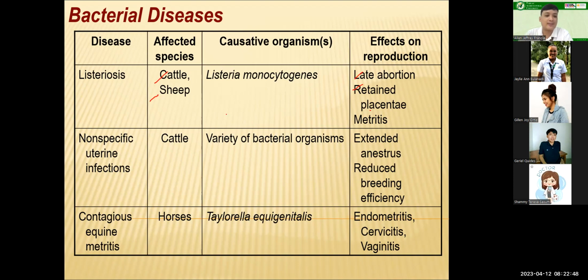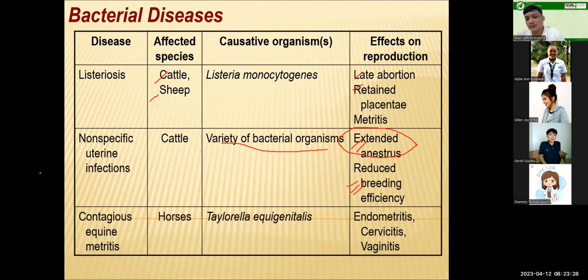And we have mixed infection. So non-specific uterine infection, we have different variety of bacterial organisms. We have Staphylococcus, we have E. coli, we have Streptococcus, we have Bacillus that could cause inefficiency in reproduction. Like we have extended anestrus. Syempre ayaw naman natin ito kasi kapag breeding farm tayo, sayang naman yung pinapakain natin doon sa specific animal na ito kung hindi siya maglalande. Okay? Or hindi siya magbubuntis.